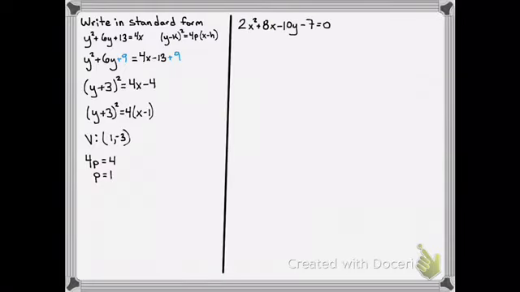All right, so like magic, I put one more equation up here. Let's put this one in standard form as well. This one has x squared, so it's going to be an up and down parabola. I'm going to get all my x's together on one side. They already are, 2x squared and 8x. I'm going to move everything that's not an x to the other side, and that's the 10y and the 7. Now notice I left a space because I am going to complete the square.